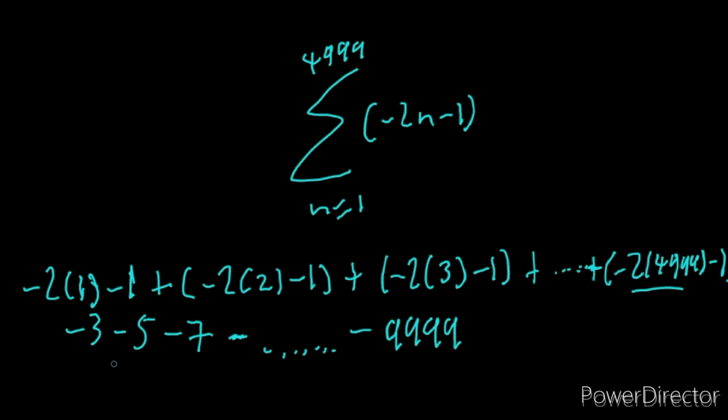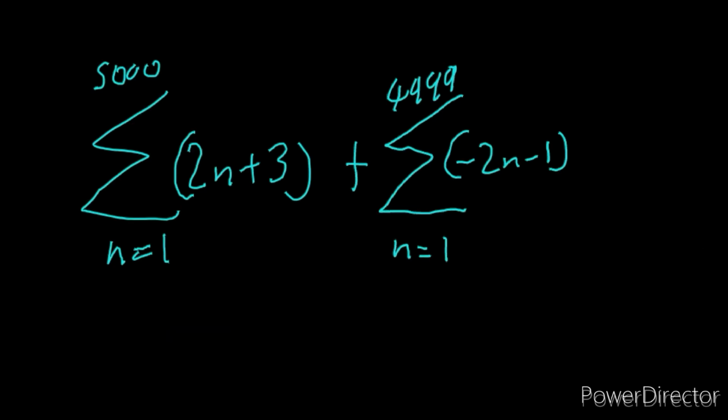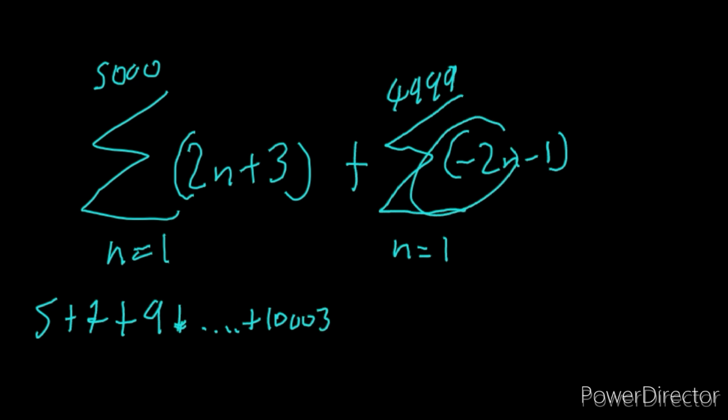So this is the expanded form. Alright, so now getting back to the question, notice that this part gave us 5, 7, and then 9, and then plus dot dot dot plus 10,003. And then this particular portion gave us negative 3, negative 5, negative 7, and negative dot dot dot. And then we finally have negative 9999.